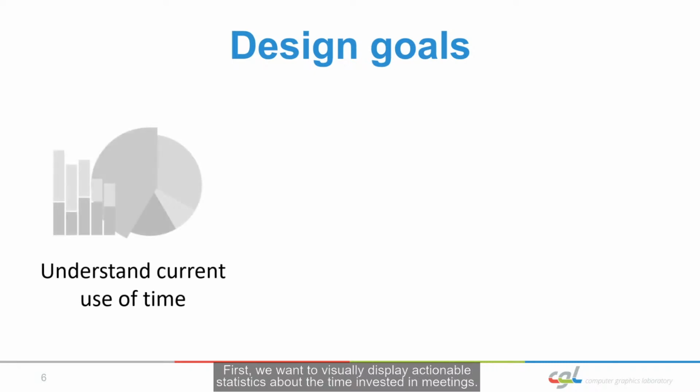First, we want to visually display actionable statistics about the time invested in meetings. For this, we need to quantify the overall time spent on meetings, the time spent with specific people or groups, the frequency and regularity of meetings, and the consistency among and within groups. So everything related to understanding the current state.